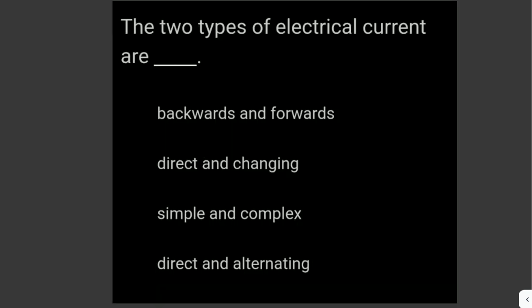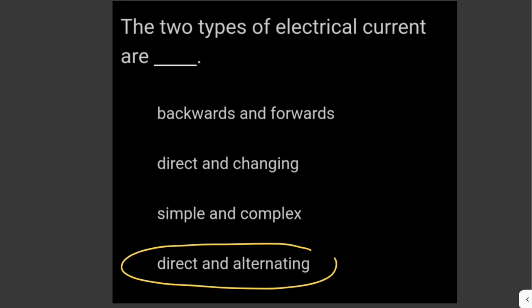The two types of electric current are blank. The answer here is direct and alternating. The flow of electricity in alternating current reverses direction eventually, while direct current always flows in the same direction.